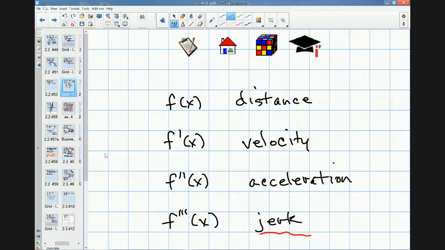Then I gave you a look ahead to apply this to word problems, especially in physics. The function is usually a distance function. When you take its derivative, you've got what? The instantaneous rate of change of the distance. We call that velocity.